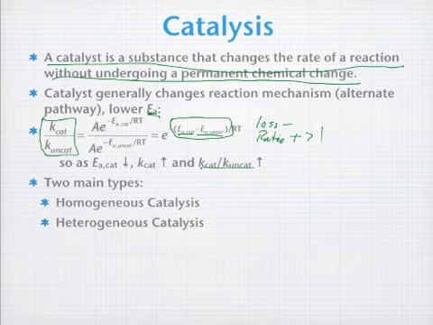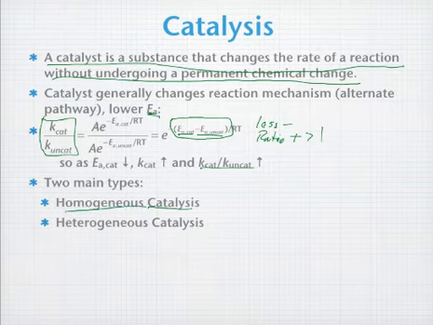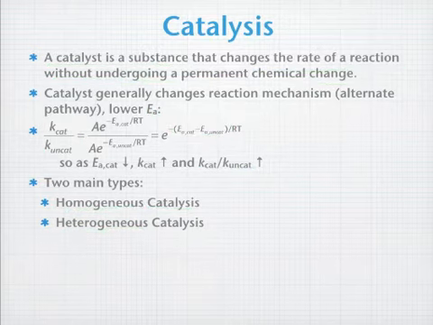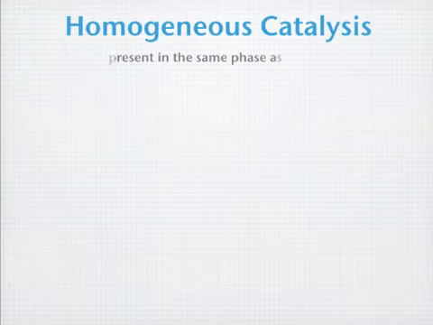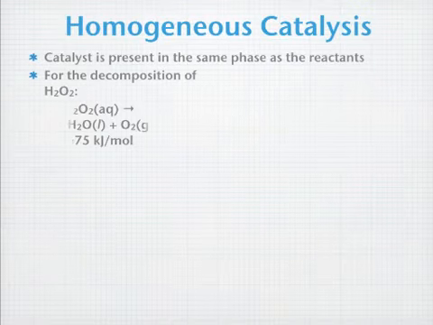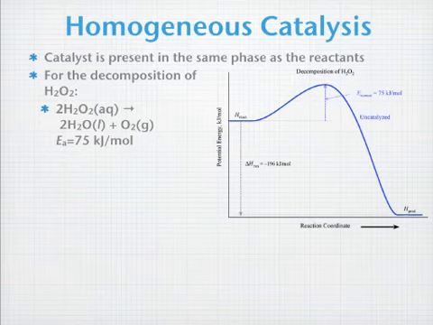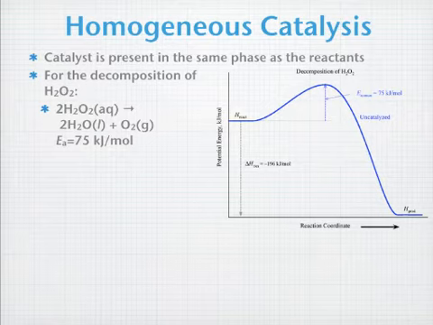Two main types of catalysts we've got. We've got homogeneous catalysts and heterogeneous catalysts, and let's look at how those two catalysts work. First, a homogeneous catalyst is present in the same phase as the reactants. This kind of catalyst is what you're going to see in the two videos that I've posted.